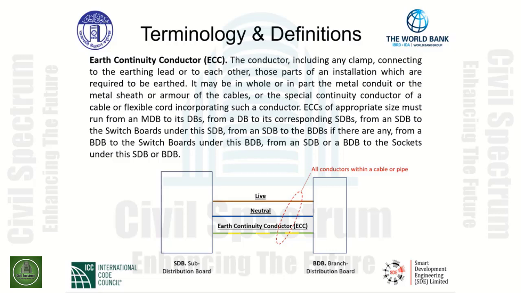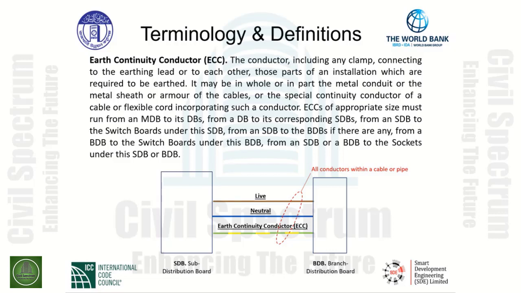ECCs of appropriate size must run from a MDB, that is a main distribution board, to its DBs or distribution boards, from a DB to its corresponding SDBs, from an SDB to the switchboards under this SDB, from an SDB to the BDBs, if there are any, from a BDB to the switchboards under this BDB, from an SDB or a BDB to the sockets under this SDB or BDB.